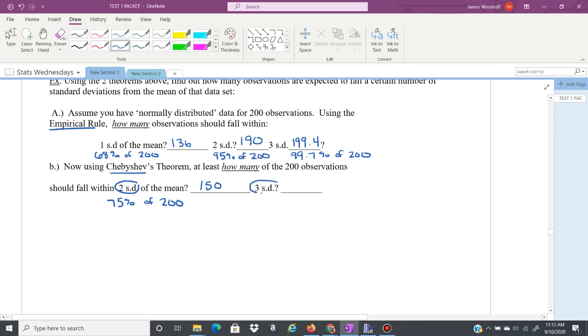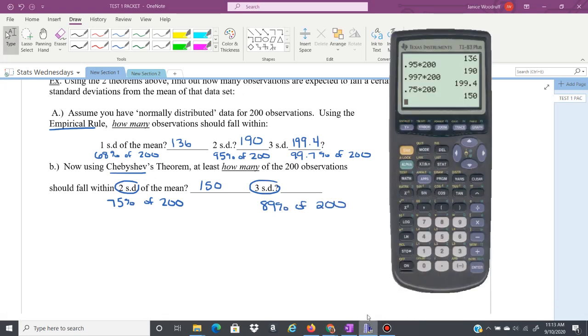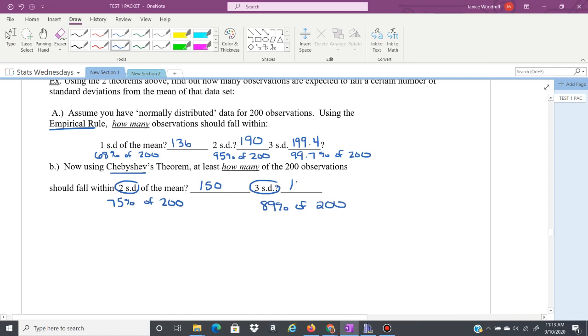And then 3 standard deviations was 89% of 200. So we would do 0.89 times 200. So that would be 178.